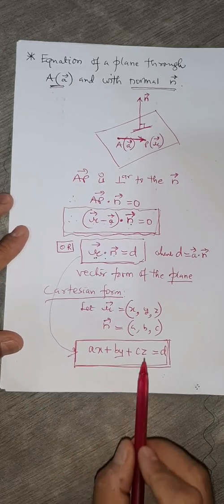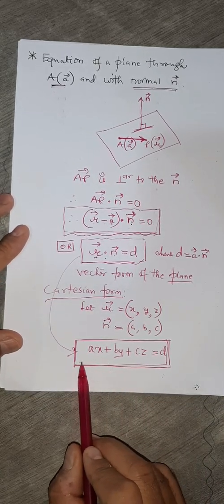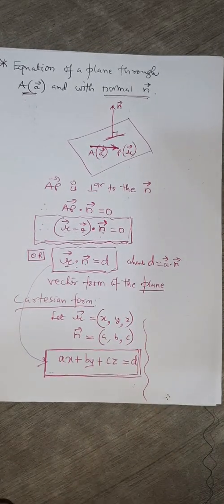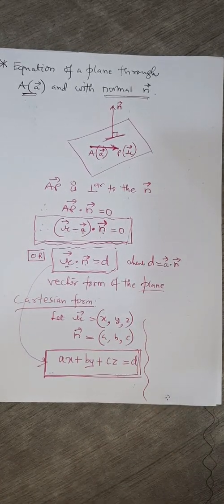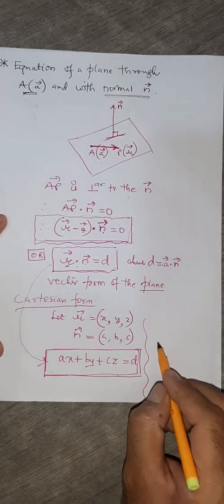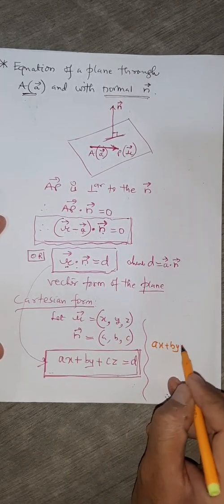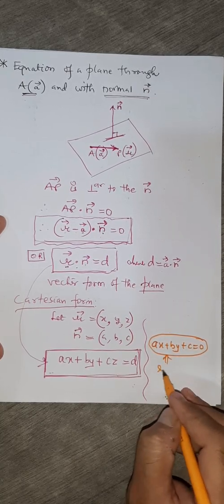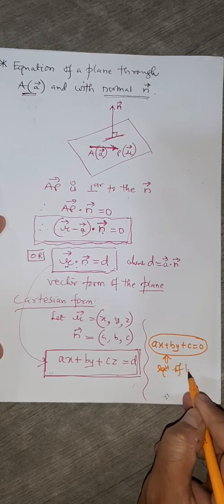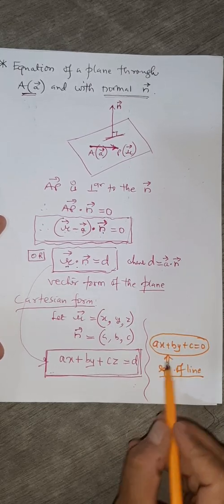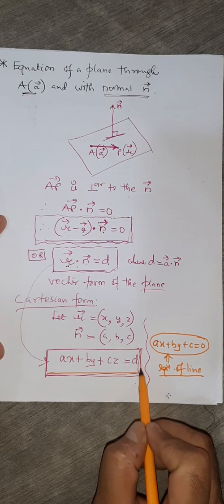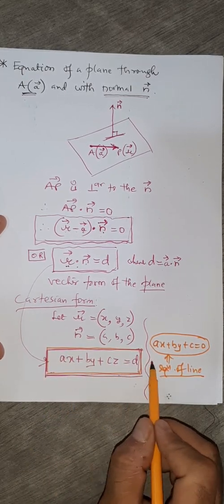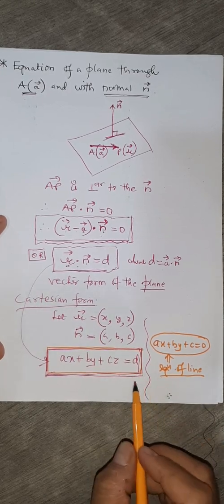Again, I already told you, this is just similar to which form? The equation of the line, if you remember, the Cartesian equation of the line. What was the Cartesian equation of the line? It was ax plus by plus c equals 0. This is nothing but the equation of a line in R2. Here, this represents the plane in space, remember, ax plus by plus cz. You can write plus d equals 0, or you can write equals d, both are the same.